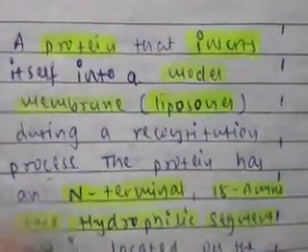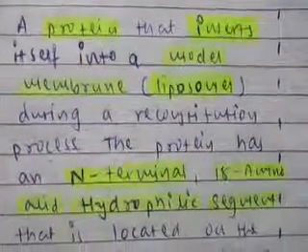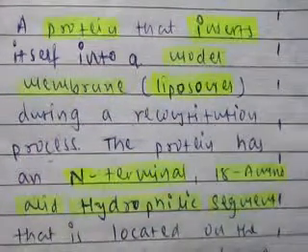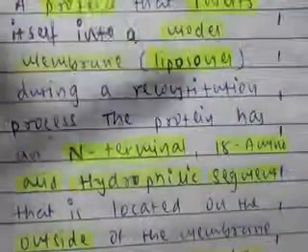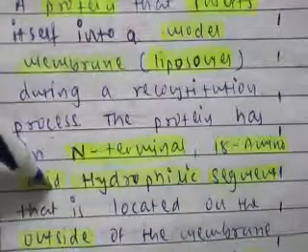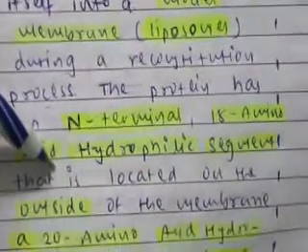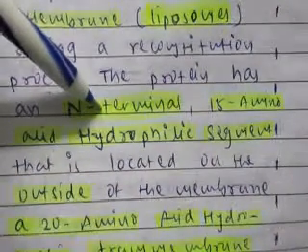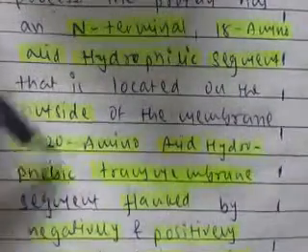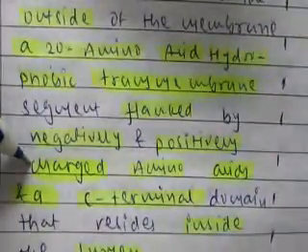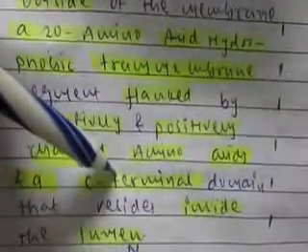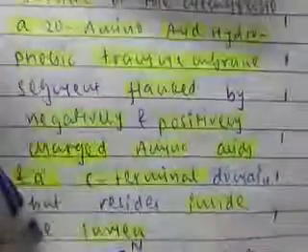The protein inserts itself into a model membrane, and as a model membrane, liposomes are selected. During the proper reconstitution process, the protein contains an N-terminal segment of 18 hydrophilic amino acids, and these are located on the outside of the membrane. Listen carefully. It has a 20 amino acid hydrophobic transmembrane segment that is flanked by negatively and positively charged amino acids, and it contains a C-terminal domain that resides inside the lumen.